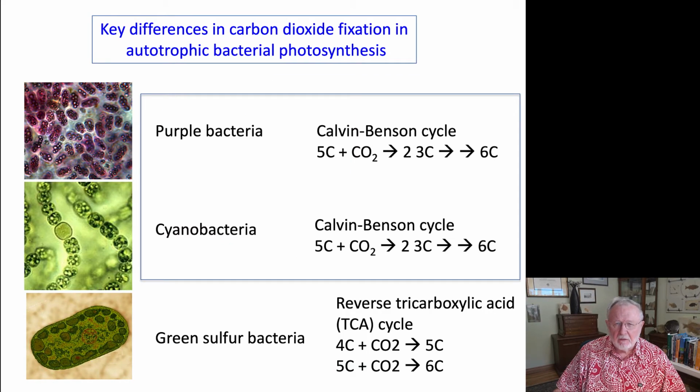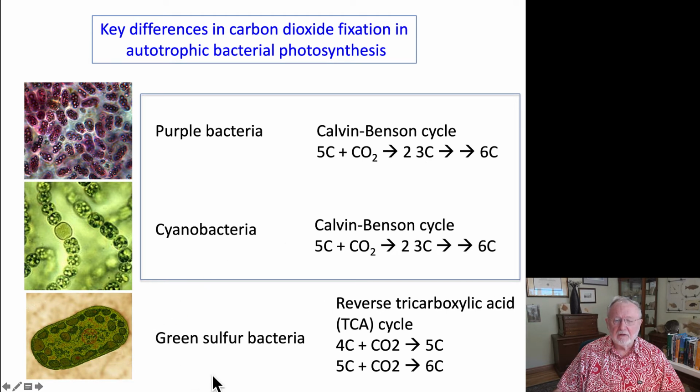It turns out that when we begin to look at the carbon dioxide fixation pathways or photosynthesis in purple bacteria and green sulfur bacteria, they're different. In purple bacteria, a 5-carbon and a 1-carbon are combined to form 2 3-carbon molecules, known as the Calvin-Benson cycle, or the C3 cycle, because the first stable chemicals that are produced contain 3 carbons.